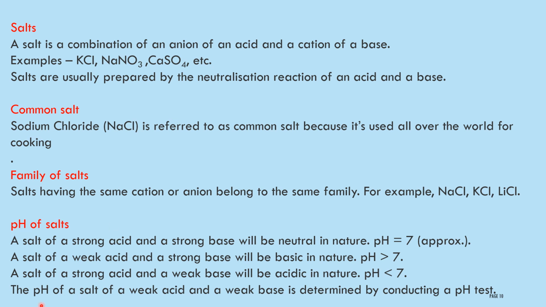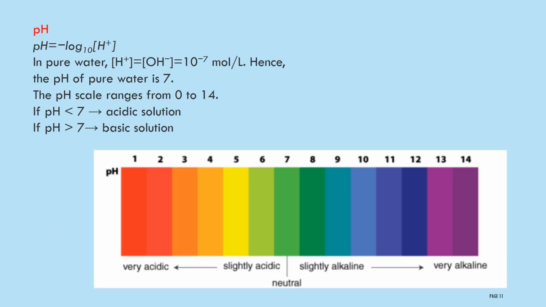The pH of a salt of a weak acid and a weak base is determined by conducting a pH test. Let us discuss more about the pH scale. The pH scale ranges from 1 to 14. If the pH is exactly 7, it indicates a neutral solution.